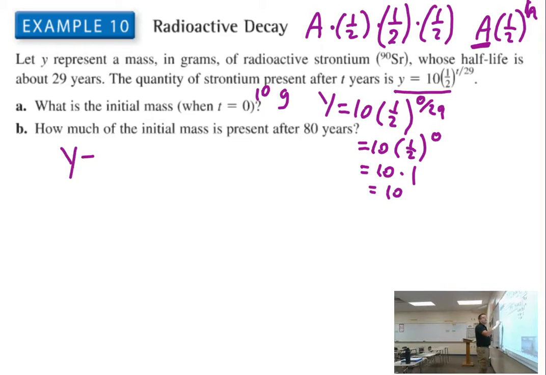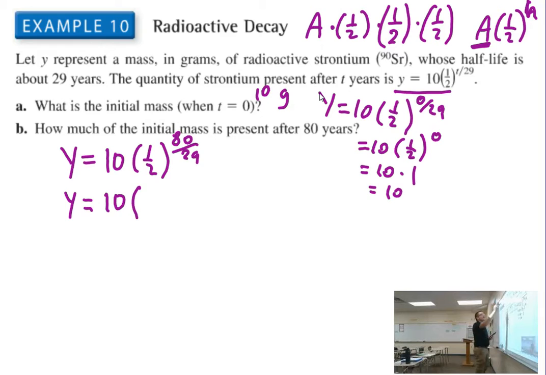So how much of the initial mass is present after 80 years? We would plug it into the equation. So y would equal 10 times 1/2 to the 80 over 29. I'm going to work this problem out like I would if the calculator didn't have order of operations. Most of you will be able to just plug it in as it is. You might need to put some parentheses here so the calculator doesn't mess that up.